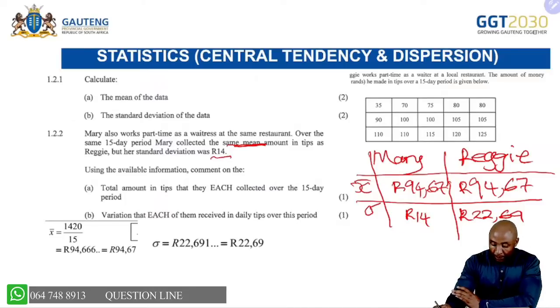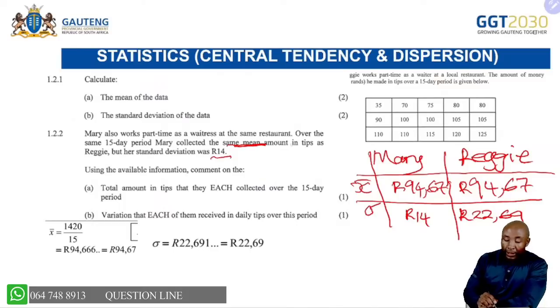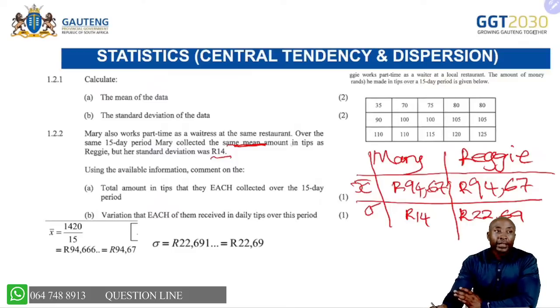So you are already being guided. That statement which said the same mean, it means Mary had the same mean, Reggie had the same mean. They both worked over the same 15-day period. So meaning their total amount that they collected in tips is the same. It is 1,420. They both collected 1,420 Rands. The amount they collected over 15 days is exactly the same.